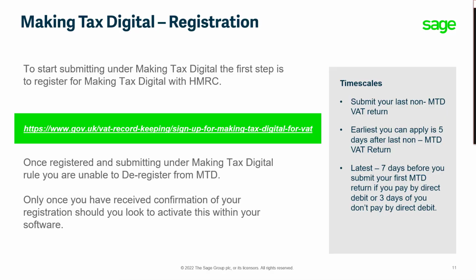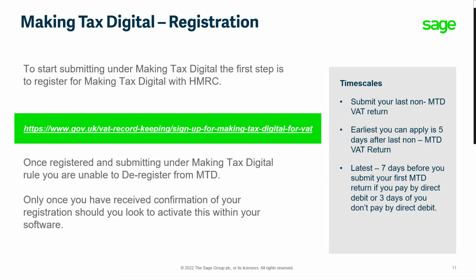In order to submit to HMRC under Making Tax Digital, you first need to register for MTD with HMRC. It is important that you complete this registration at the correct time. This is to ensure that you're registered in time for your compulsory submissions and also to ensure payments are successful and you don't end up paying twice.